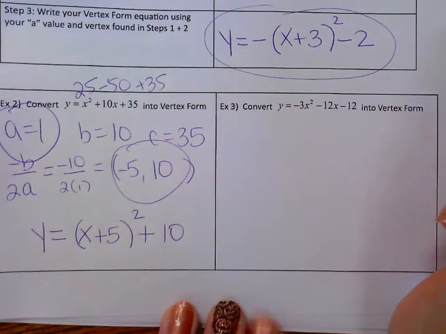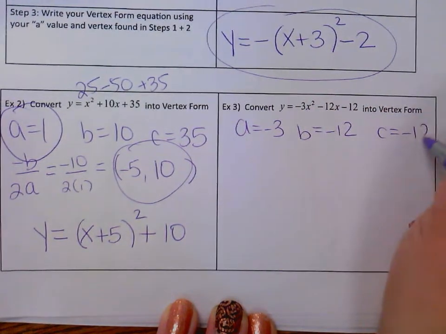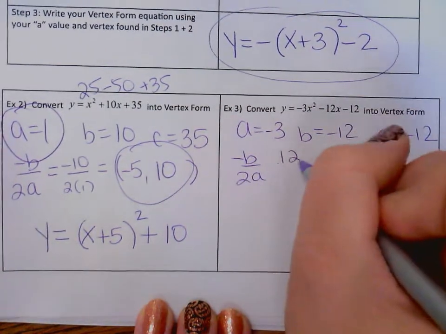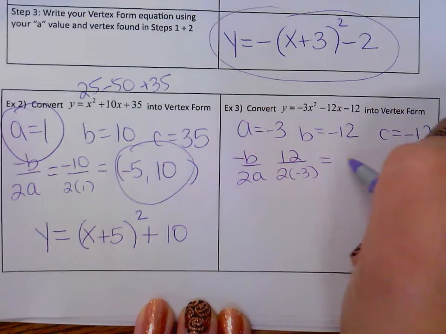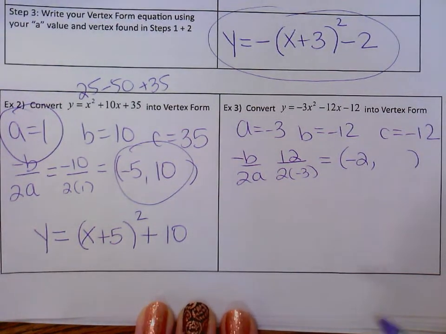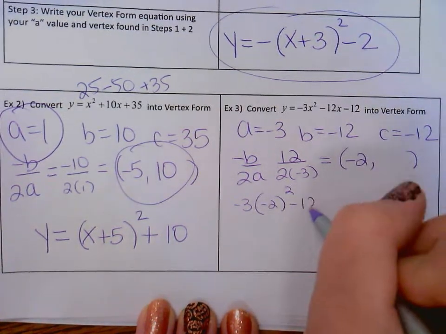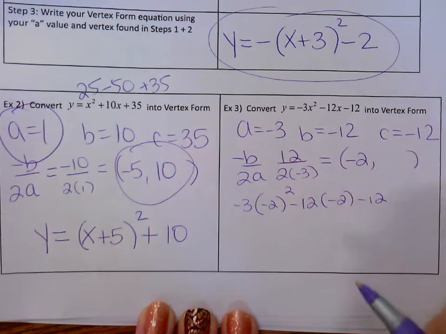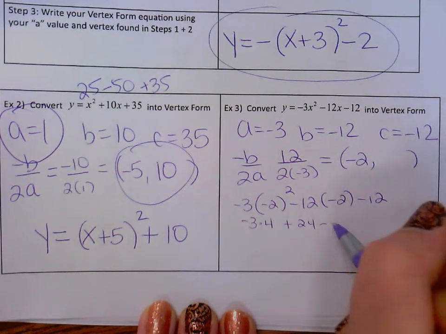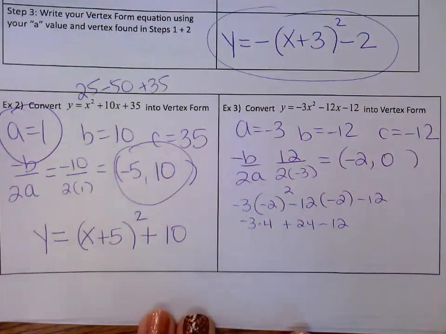So A is negative 3, B is negative 12, C is negative 12. Negative B over 2A, 12 divided by 2 times negative 3. Did you get negative 2 as your x value? Okay, so then you're working on plugging that back in. Negative 3 times negative 2 squared minus 12 times negative 2 minus 12. Negative 3 times 4 plus 24 minus 12. Did it come out to 0? I think I get 0.